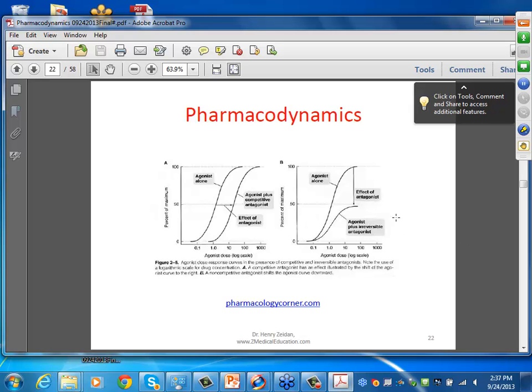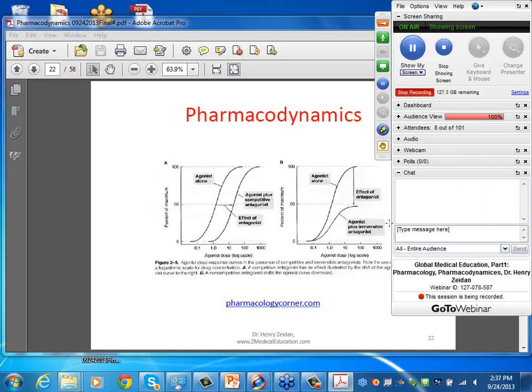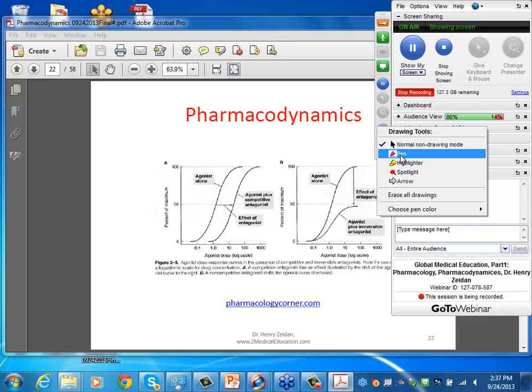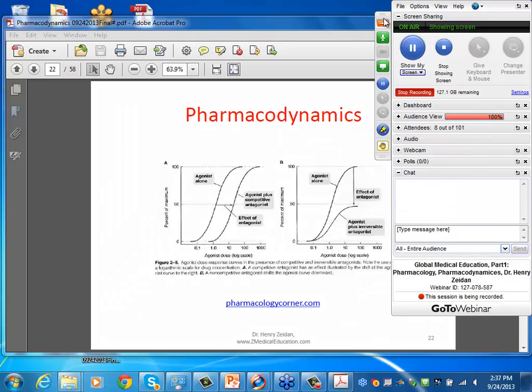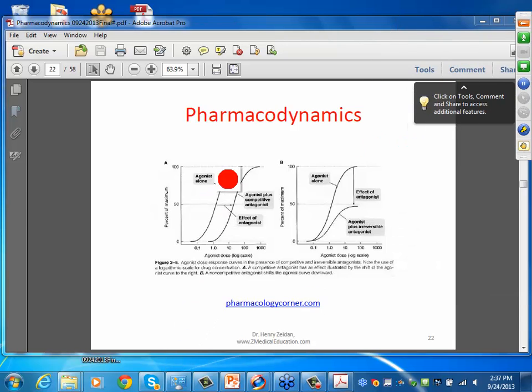How about if you're facing an antagonist? Suppose you achieve this, that's the same plot that you got here. Let me use an arrow for that, or a highlighter. So you see this one here. We understand what the shift means when you deal with an agonist with a competitive antagonist, and we should be able to interpret it easily.